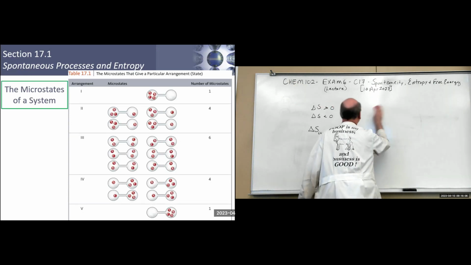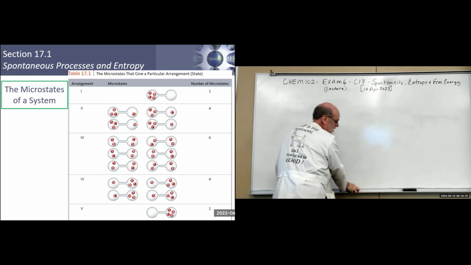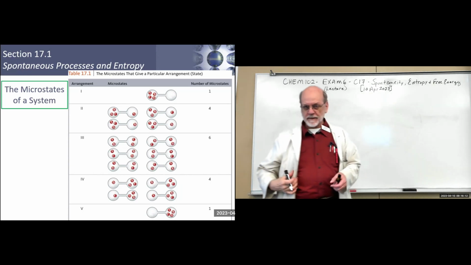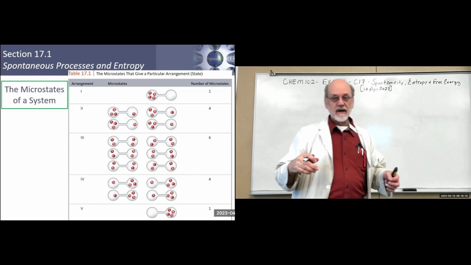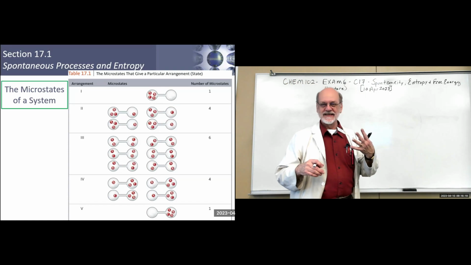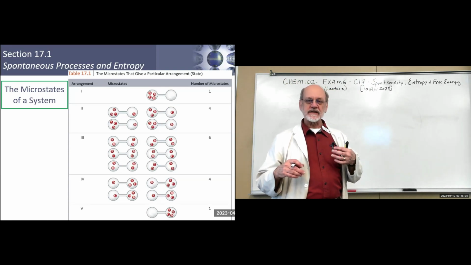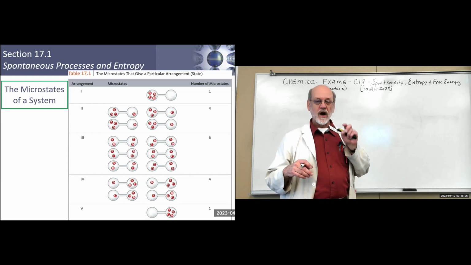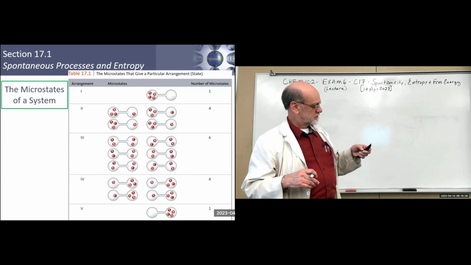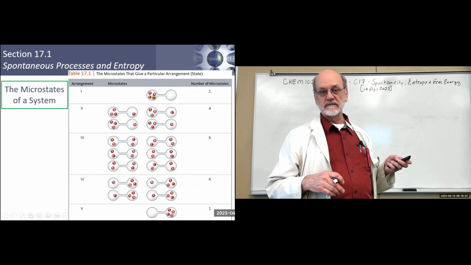So here, in this slide, we have two bulbs and they're connected, and we have 4 molecules, just 4. Okay. So what's the probability? How many microstates can we have where all of these molecules are only in the left-hand bulb? There's only one possibility. Right?